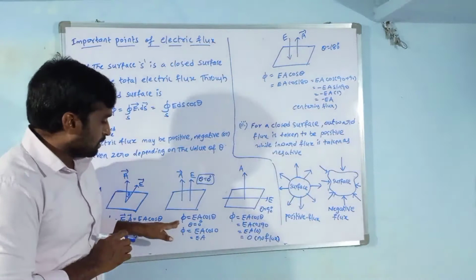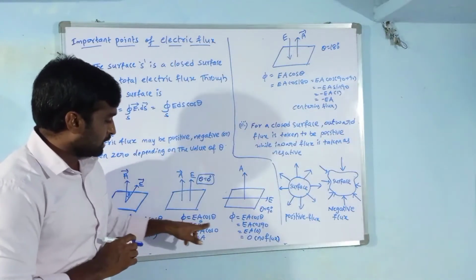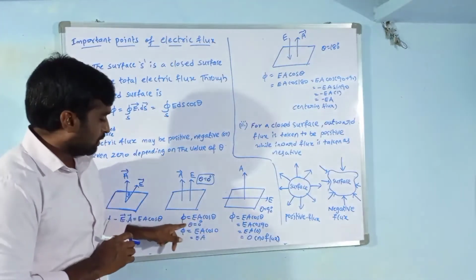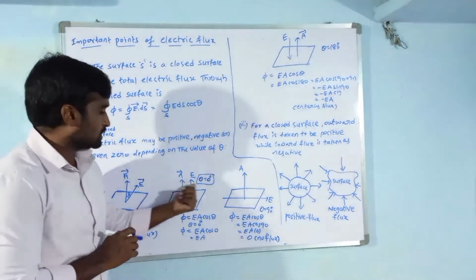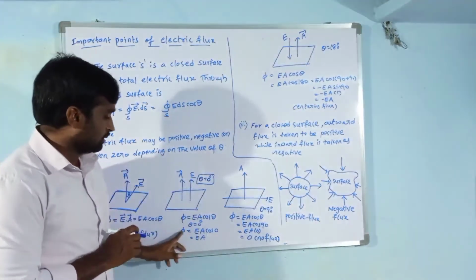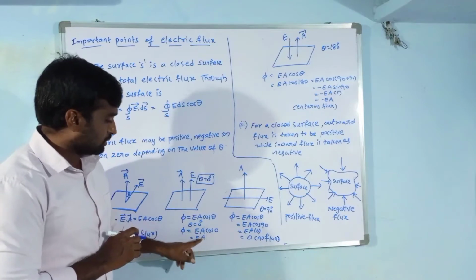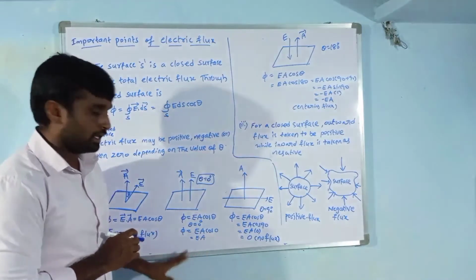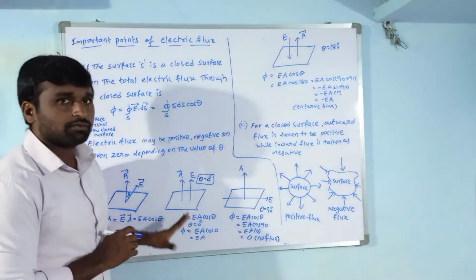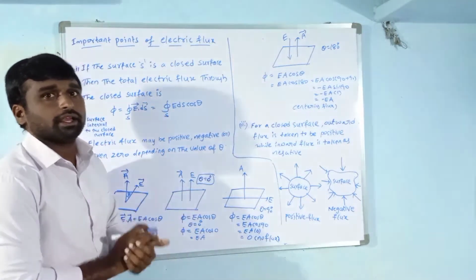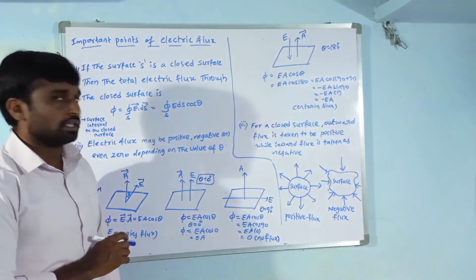In this case, the electric flux linked with this area element is phi equal to EA cos theta. What is theta? It is 0, because these two are in the same direction. When we substitute theta equal to 0, we get EA cos 0. Cos 0 value is 1, so 1 into EA is EA. This is the maximum flux linked with that area element. Phi is equal to EA.